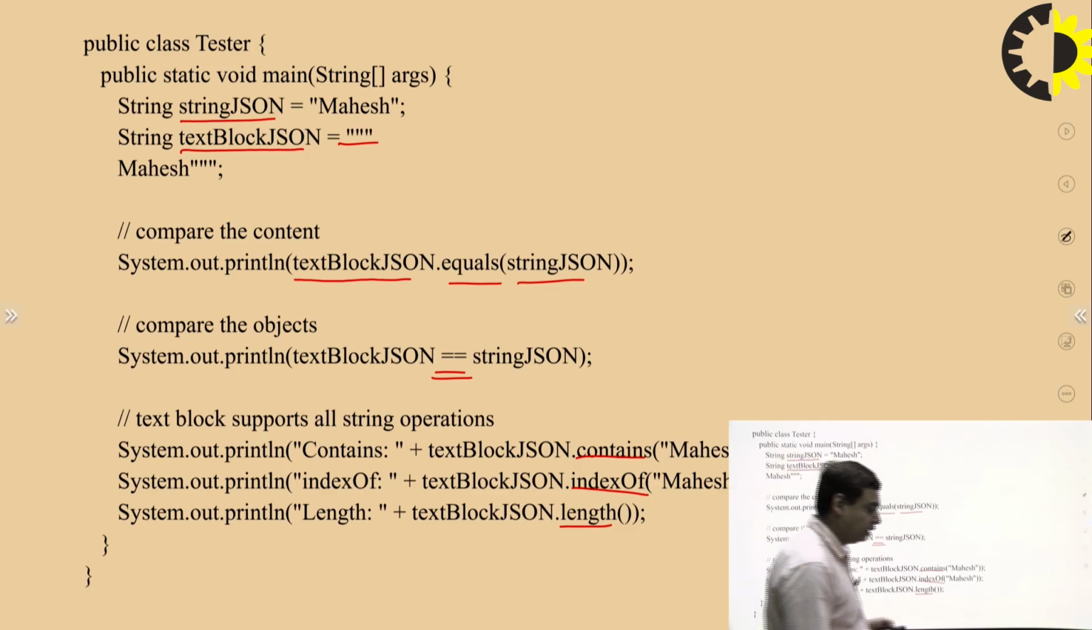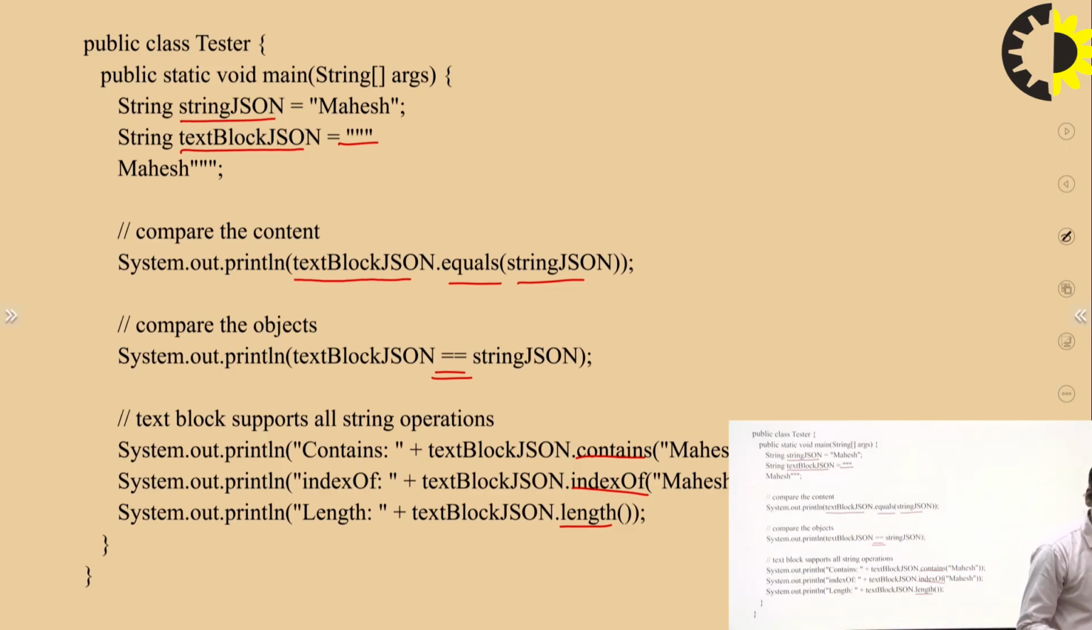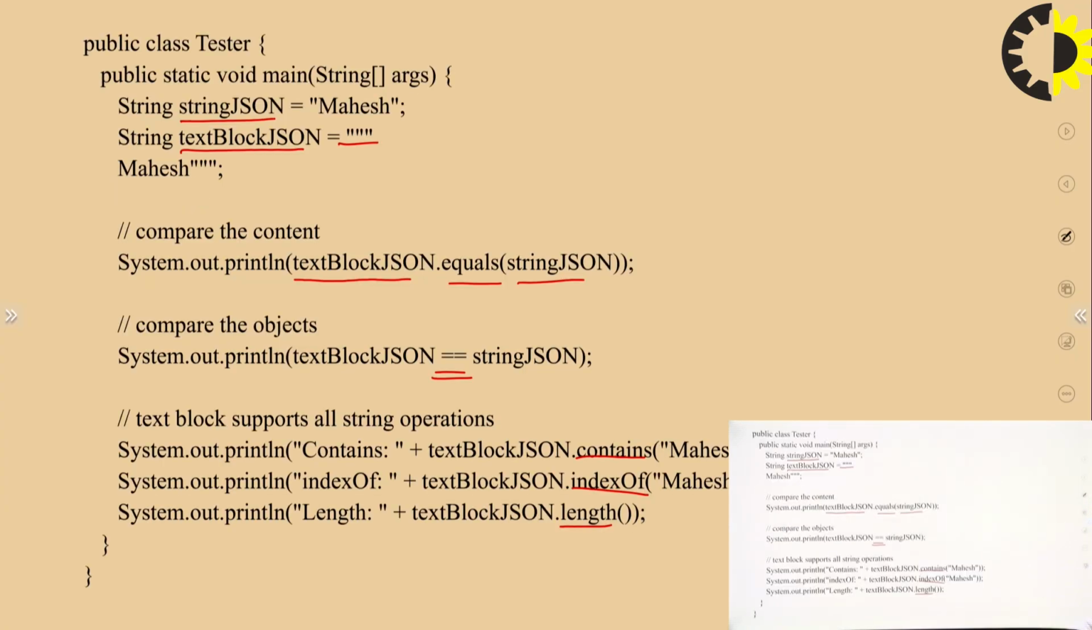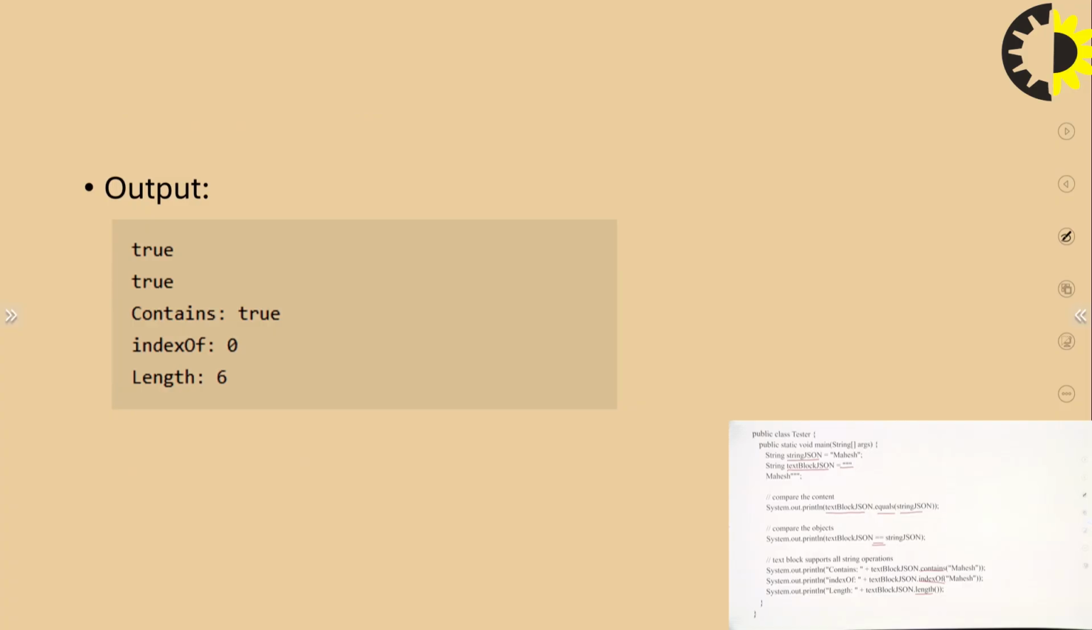So here you can see the string object which is created with the help of three double quotes has similar capability as one created by any normal string. When we create a normal string, it has all the operations. Similarly, for the string which is created with the text block, we can also apply any type of operations. And this is the output as per the program we have.